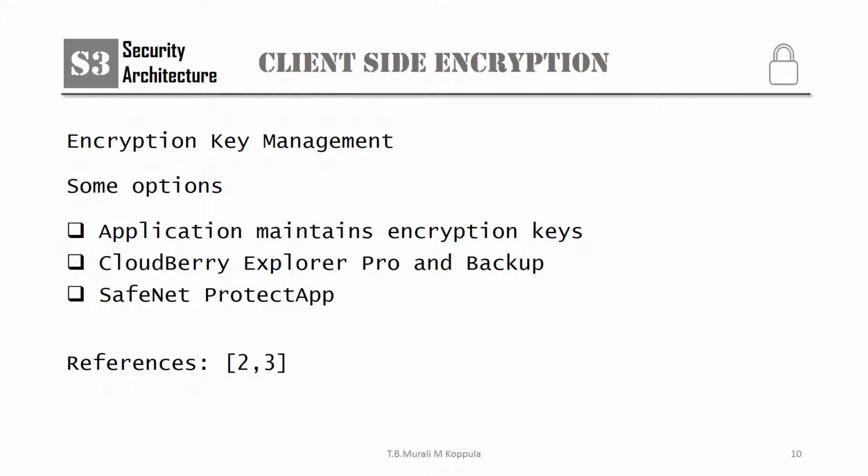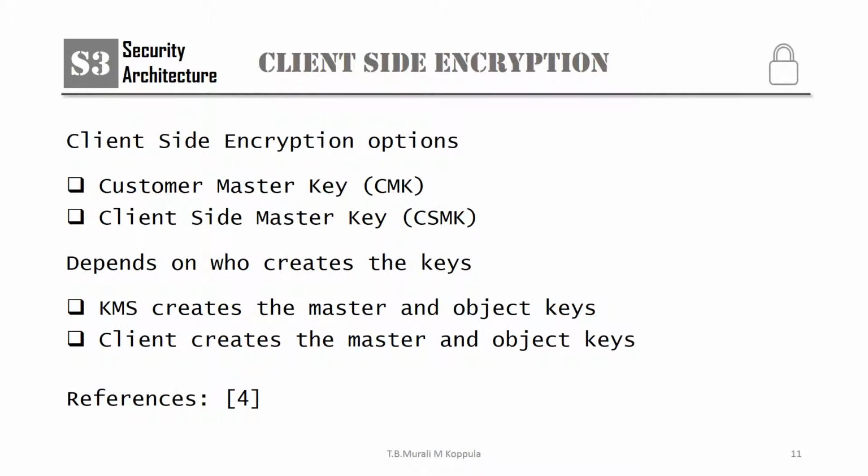In S3 security architecture, each object is encrypted and decrypted by a unique object encryption key. The object encryption key is randomly generated. Each object encryption key is in turn encrypted and decrypted using master key. There are two options to manage the master keys. The first option is to use Amazon KMS to manage the master keys. In this case, the client will pass the customer master key ID to the KMS. Using the master key ID, KMS will generate, encrypt, decrypt, and manage the object keys.